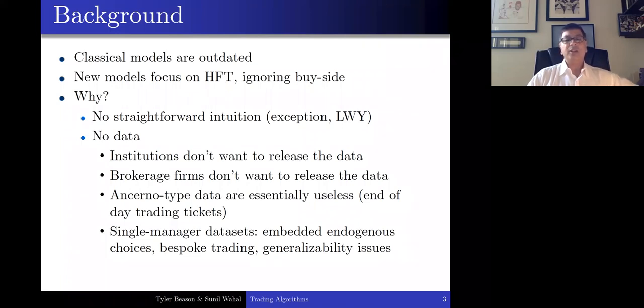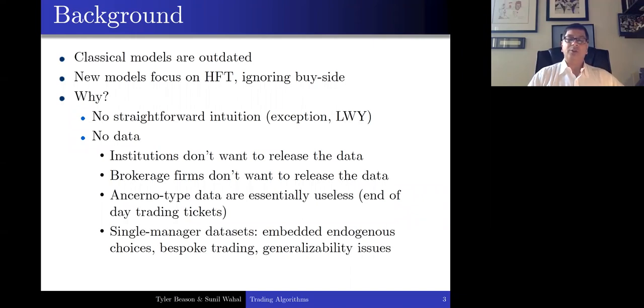There's one exception I do want to note, and that's a relatively recent paper by Li Wang and Mao Ye that does discuss the buy side's role in this. And I think part of the reason why we don't have such a good foundation for the buy side is because of lack of data. It's sort of quite simple.